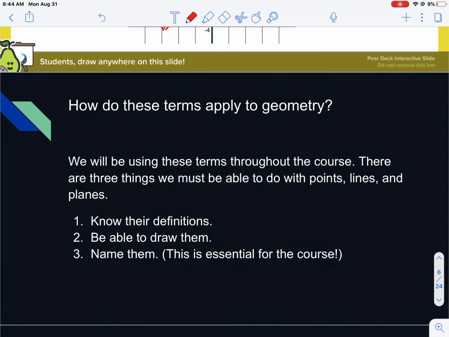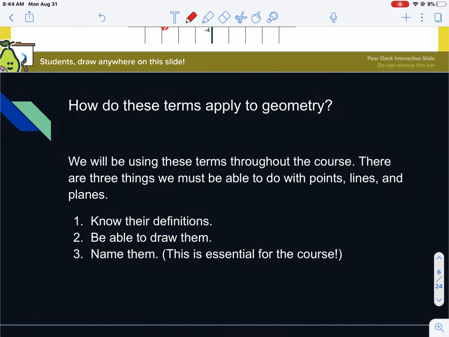So with points, lines, and planes, what you're going to need to do is know the definition. That's not so important, honestly. You'll want to know what the things are, but I'm not going to ask you what the definitions are. You want to be able to draw them, okay? You want to be able to draw a point, a line, and a plane, right? I mean, it's fairly simple. I think you've seen those before.